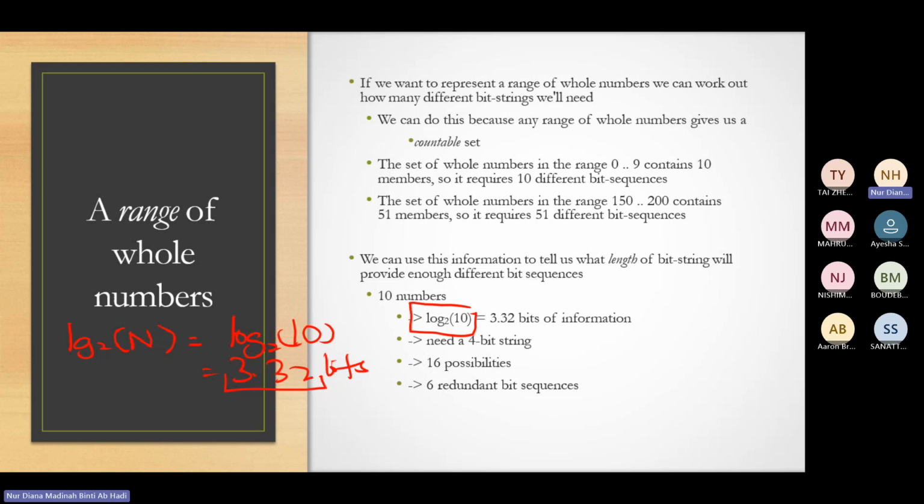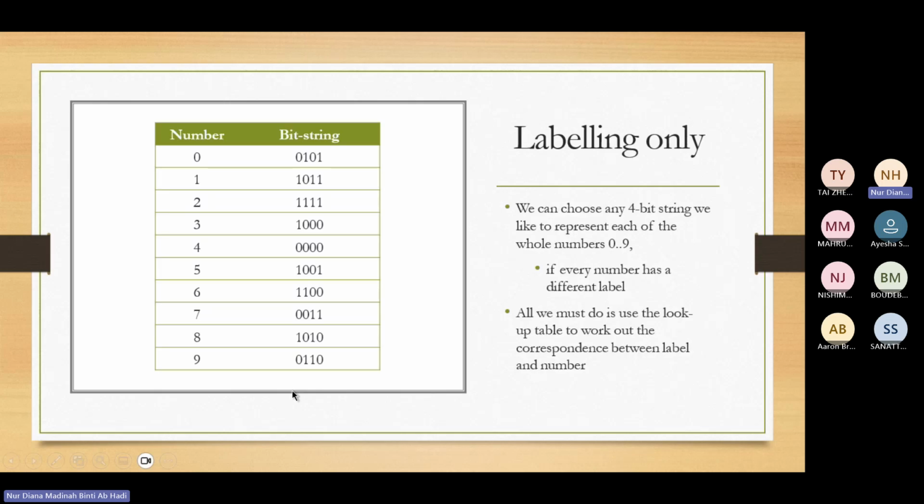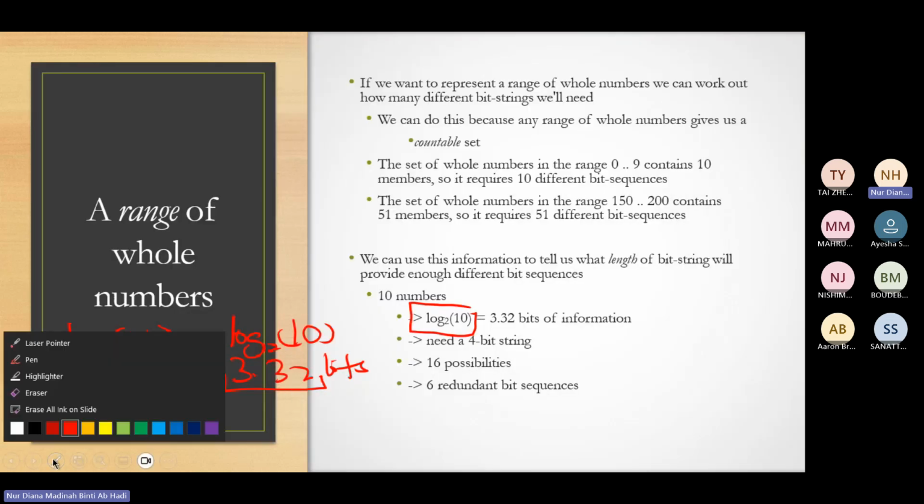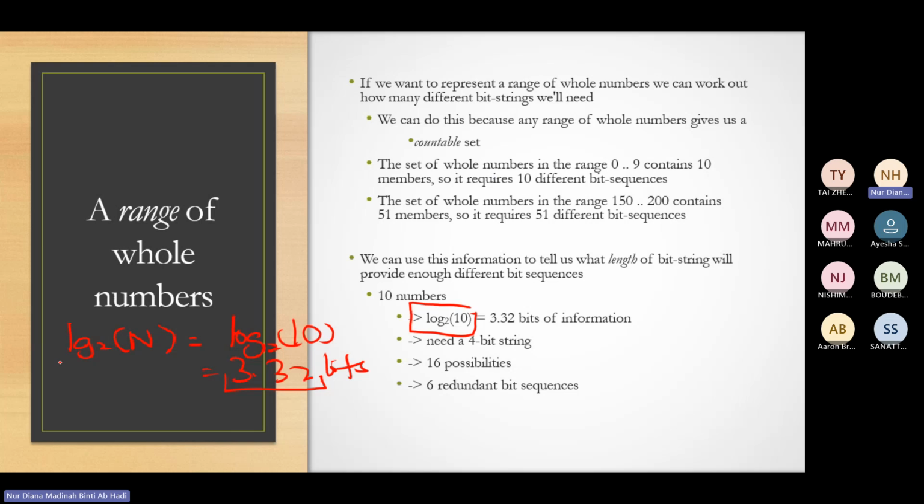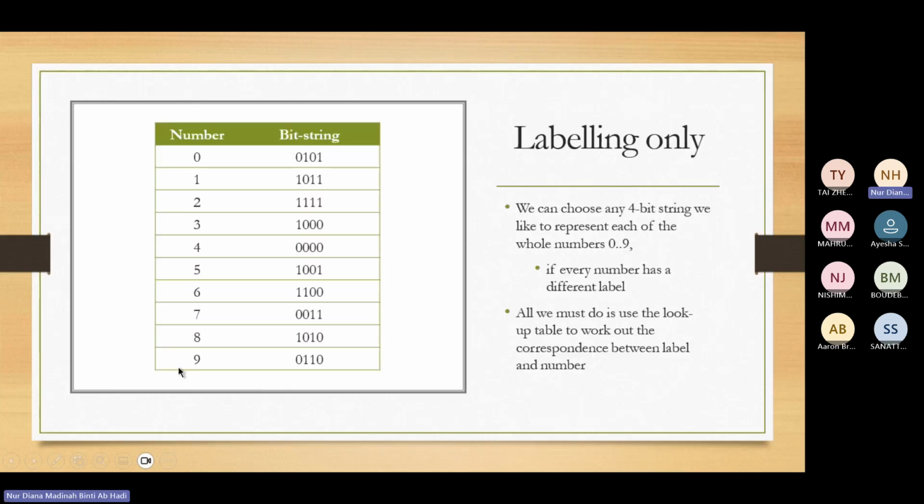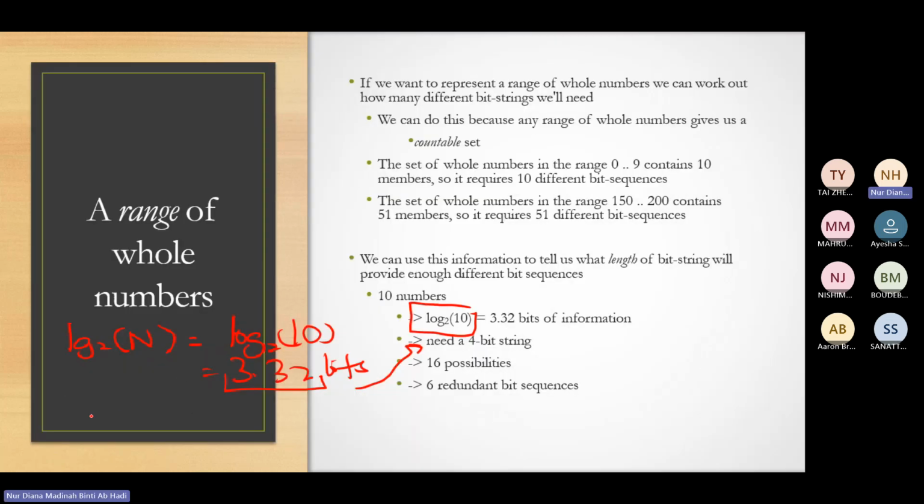Our bits cannot have a decimal value, right? So we round them up to the next whole bit. That's why you have 4-bit strings. Once we have a 4-bit string, we use 2 to the power of n, so we put 2 to the power of 4. The bit length you found here represents your small n, so you will get 16 possibilities.